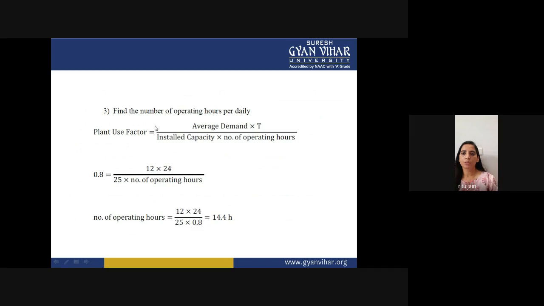The third part of this question is you have to find the number of operating hours daily. So plant use factor is equal to average demand into time divided by installed capacity into number of operating hours. From this formula, you can easily calculate the number of operating hours. 0.8 is equal to 12 into 24 divided by 25 into number of operating hours, and number of operating hours is equal to 12 into 24 divided by 25 into 0.8. This is equal to 14.4 hours.